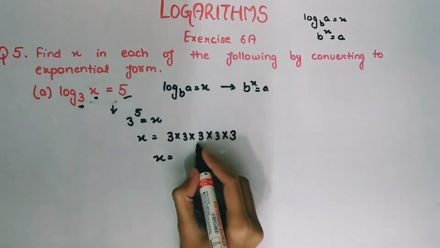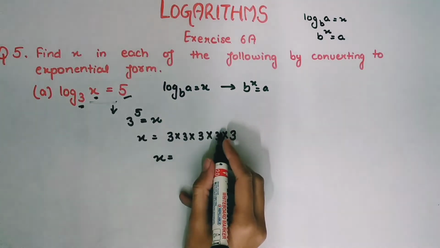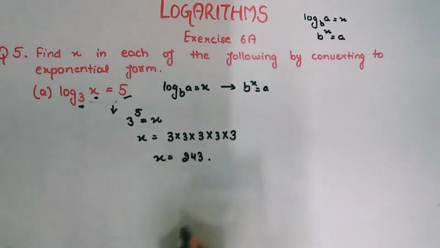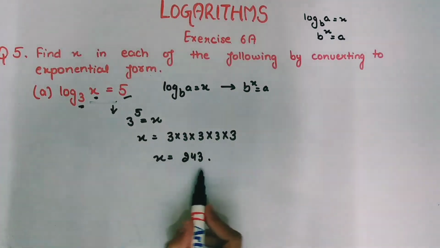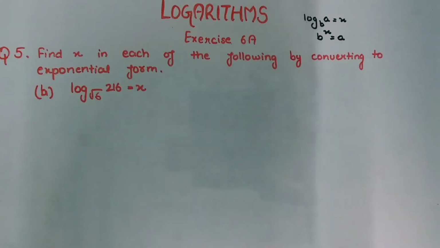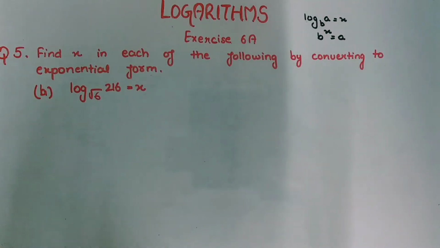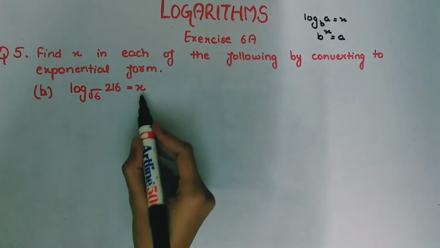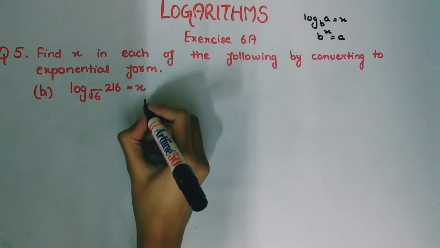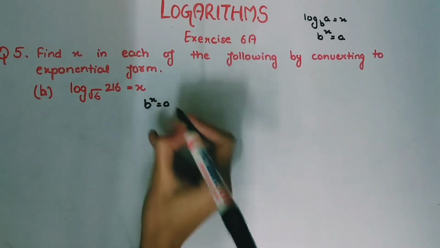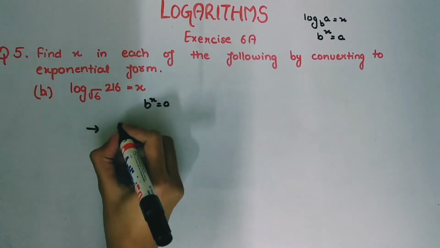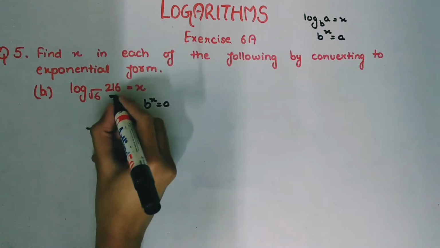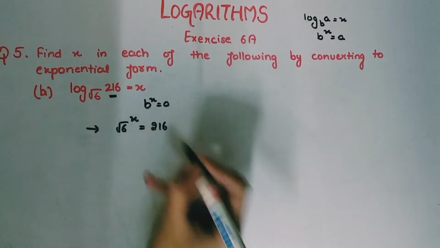And we know that 3 raised to power 5 is equal to 243. Hence this is the value of x, that is 243. So we have the next part, that is log of 216 to base √6 is equal to x. We have to change it into the exponential form as b, that is √6, raised to power x, which is equal to a, that is 216.